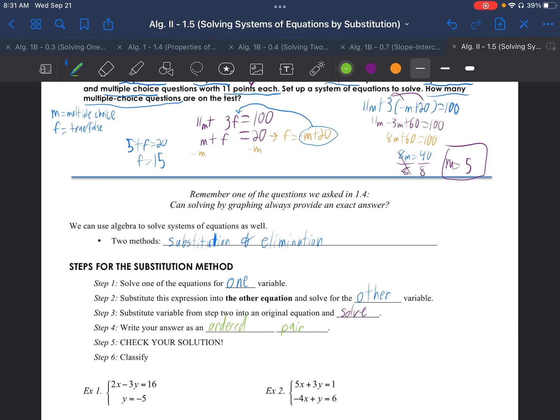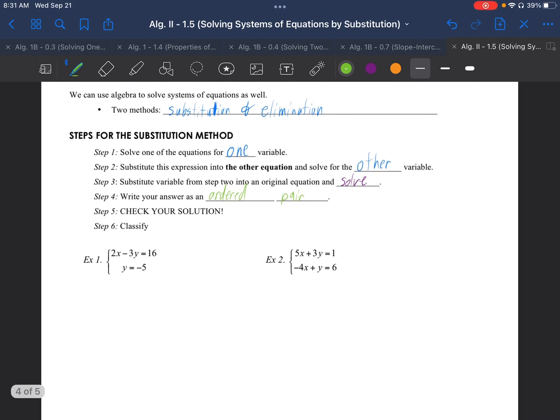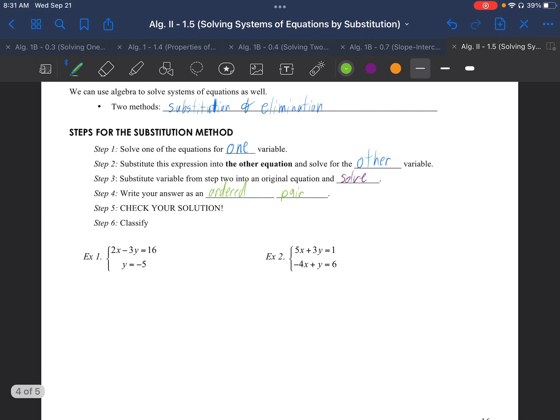It was consistent if it had at least one solution, and it was inconsistent if it had no solutions. Now, if it was consistent, it was either independent or dependent. Independent systems had exactly one solution, whereas dependent systems had infinitely many. All right, let's go through some examples here.